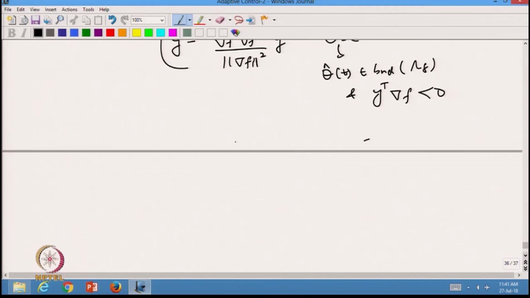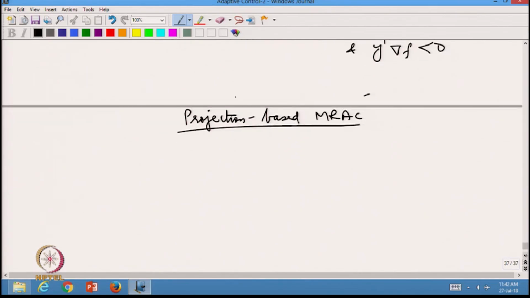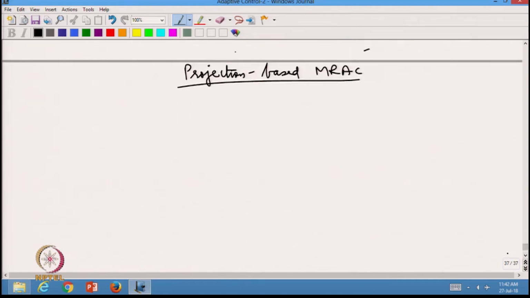So, how do we now use that for the model reference adaptive control case? Let's look at that. Projection based MRAC is what we will do now. So, we want to now see how this projection can be used in model reference adaptive control, where we have some external disturbance.